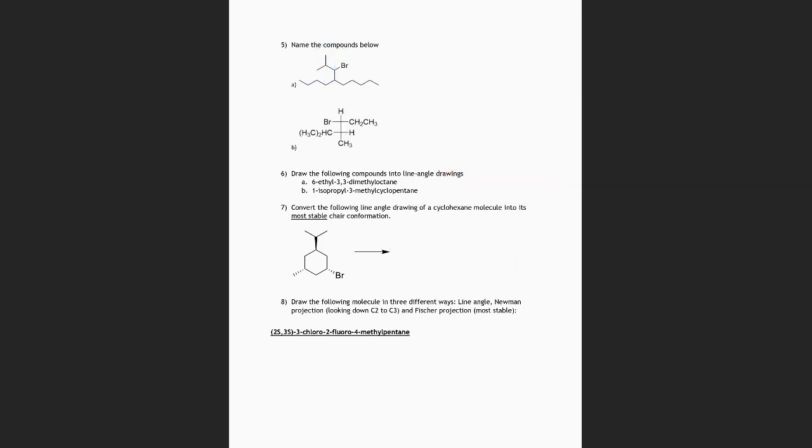Okay, for the next one, it's asking us to draw. You go from the name to line angle. So first I'm going to look at how many carbons. The first one says octane, so I'm going to draw 8 carbons.